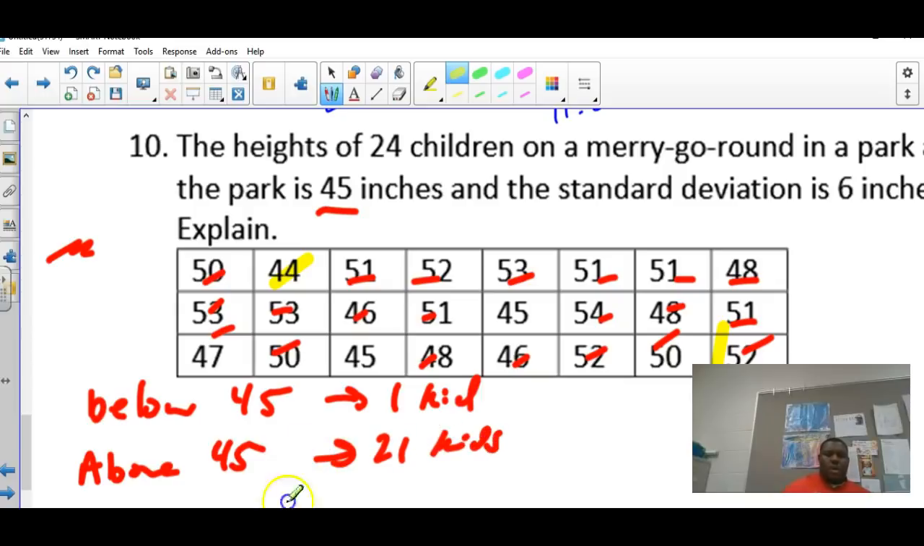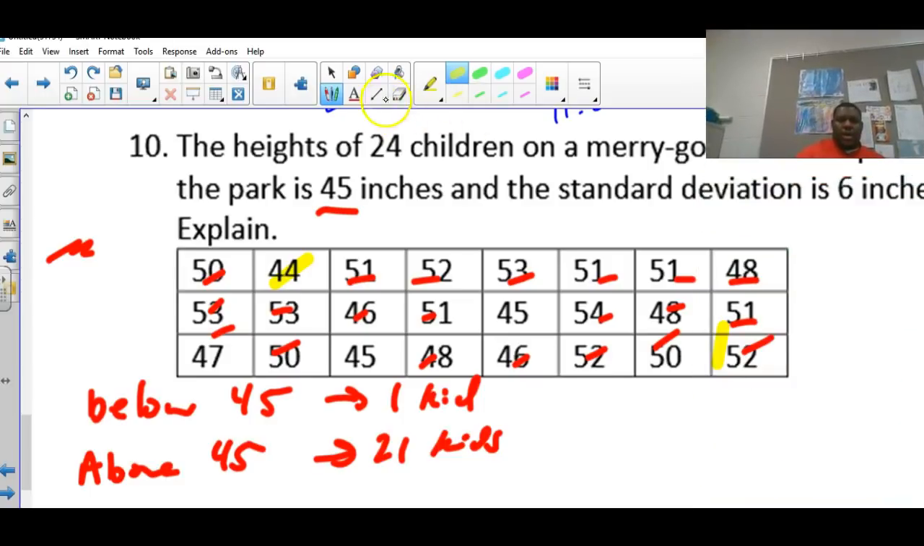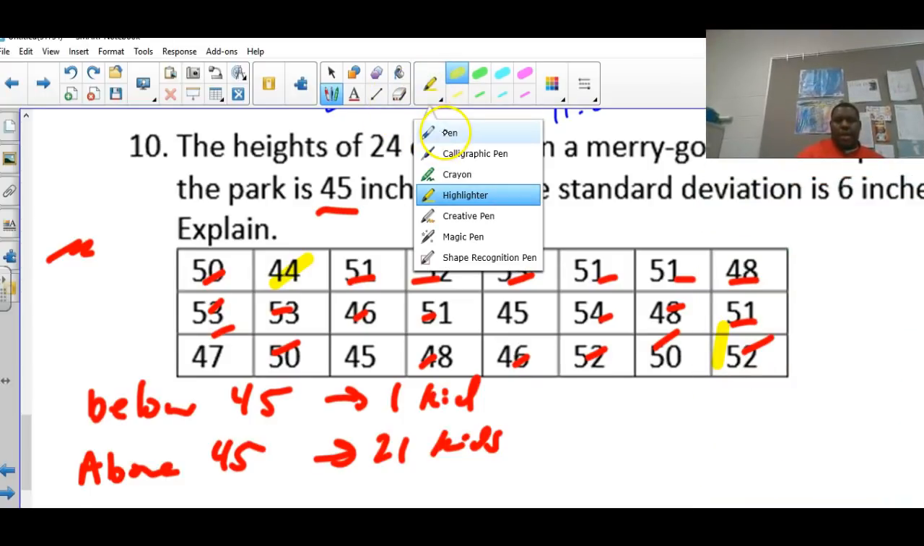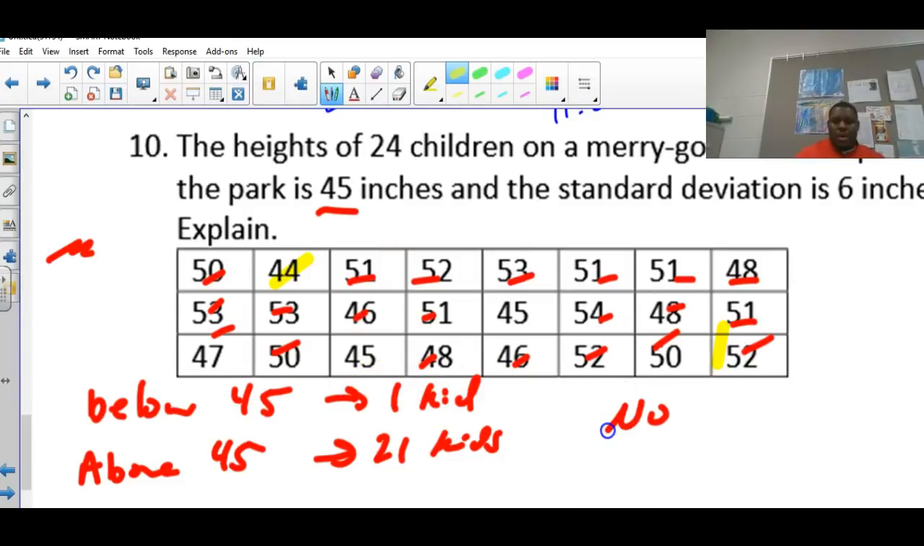So now your conclusion, guys, is not a tough situation, man. What you got to do is just explain that. Is this normal? No, it's not. It's not normally distributed. Not normal.